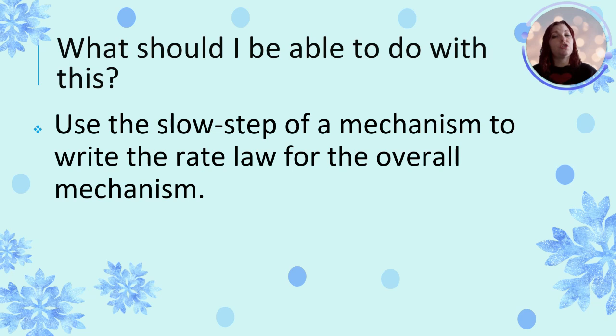So what should you be able to do? You should be able to use the slow step of a mechanism to write the rate law for the overall mechanism. Now, you can also turn this around. If you are given the rate law, you should be able to identify the slow step because the mechanism's rate law matches the slow step.